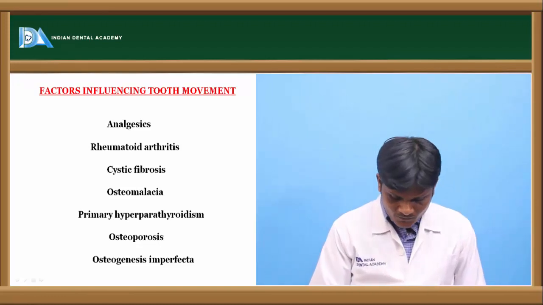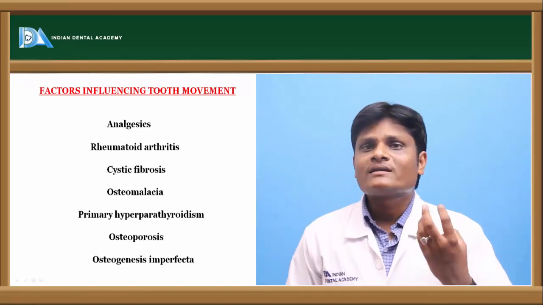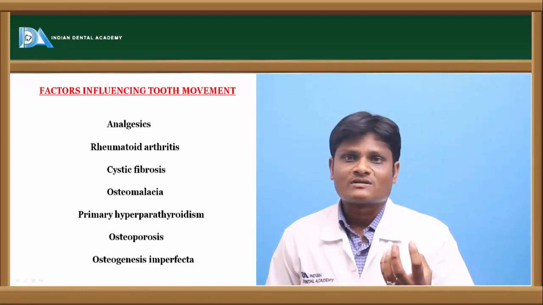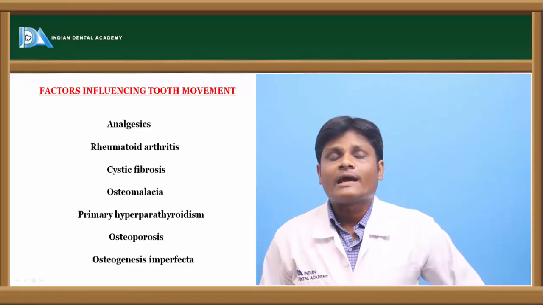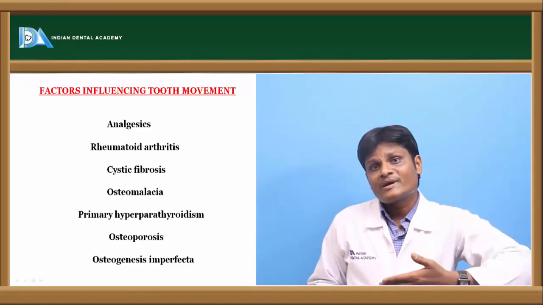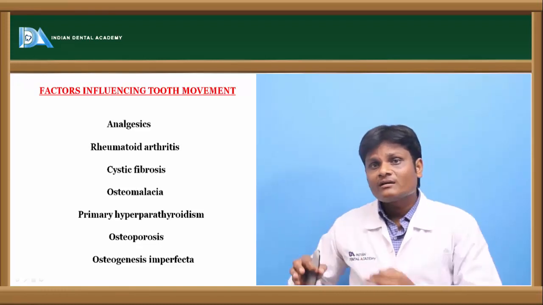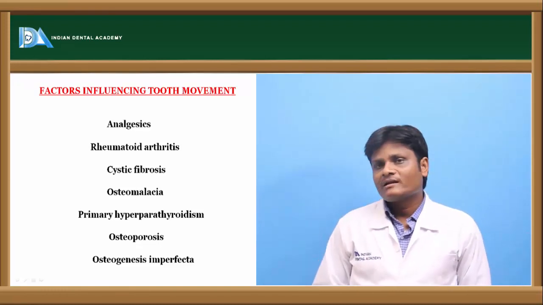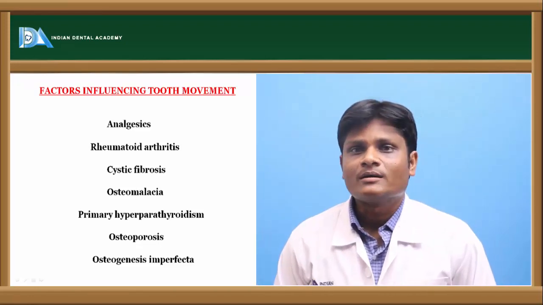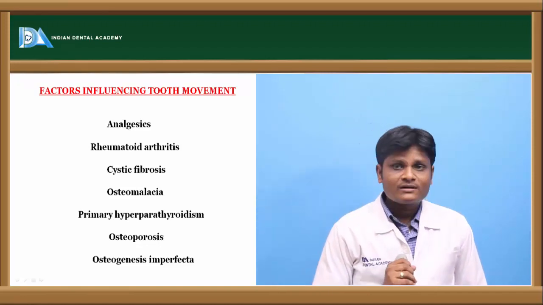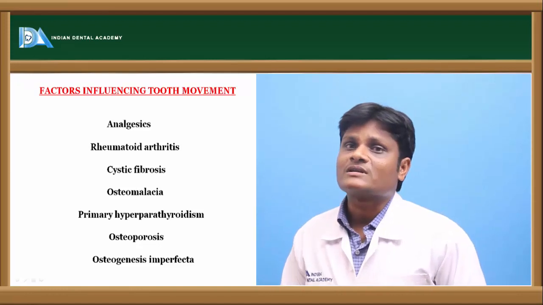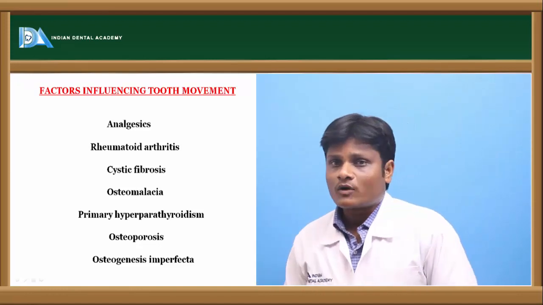Why? Because usually you know that orthodontic tooth movement mainly results from an inflammatory process, and as non-steroidal anti-inflammatory drugs cause a reduction in the inflammation, the tooth movement will also be reduced. Okay. Similarly, patients with rheumatoid arthritis also have an altered tooth movement. The patients with rheumatoid arthritis will be having a prolonged use of steroids and non-steroidal anti-inflammatory drugs, which in turn reduce the rate of orthodontic tooth movement.